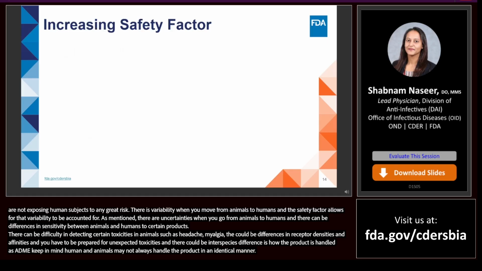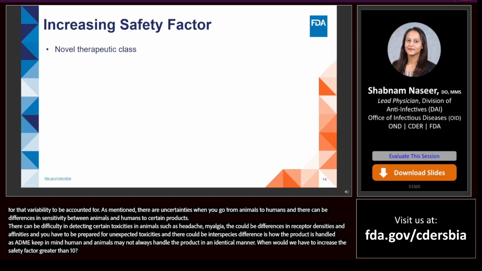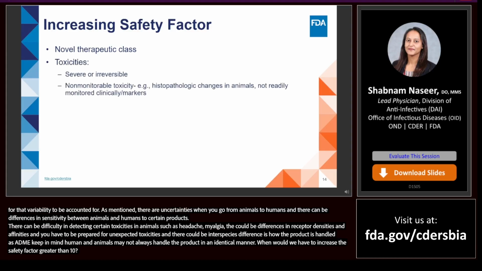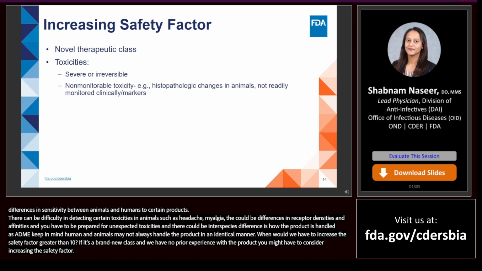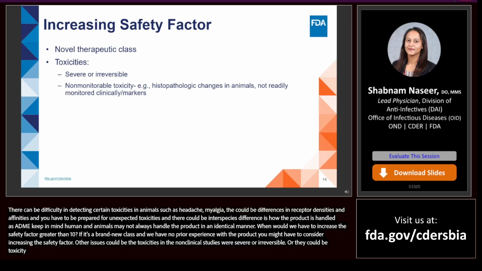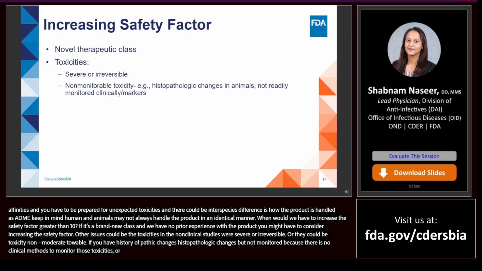So when would we have to increase the safety factor greater than 10? If it's a brand new class and we have no prior experience with the product, you might have to consider increasing the safety factor. Other issues could be that the toxicities in the non-clinical studies were severe or irreversible, or they could be toxicities that are non-monitorables. For instance, if you have histopathologic changes, but they were not monitored because there's no clinical methods to monitor those toxicities, or there are no biomarkers, that could be a reason to consider increasing the safety factor.